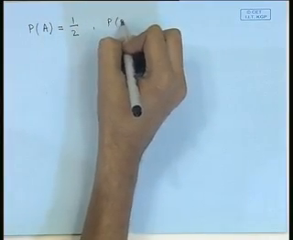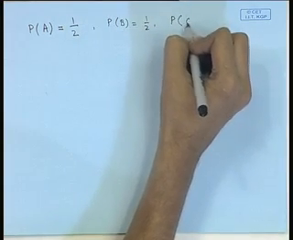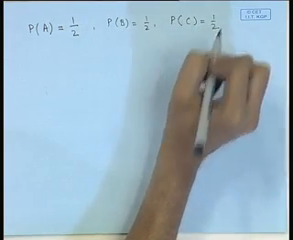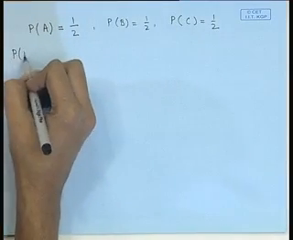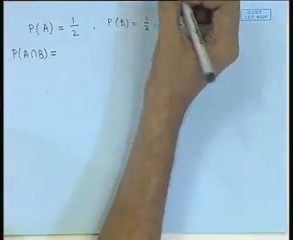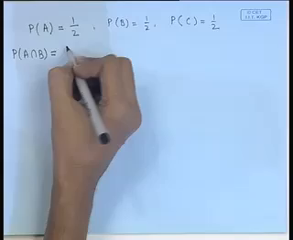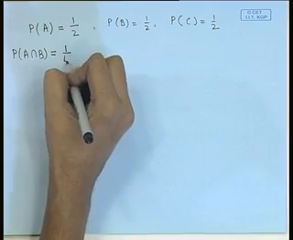Likewise, probability of B is half, and likewise probability of C, that is the odd sum, is also half. If we consider the probability of A intersection B, then we are saying odd number on the first and odd number on the second. What are the possibilities? 1 1, 1 3, 1 5, 3 1, 3 3, 3 5, 5 1, 5 3, 5 5. There are 9 possibilities out of 36 possibilities. So, this becomes 1 by 4.